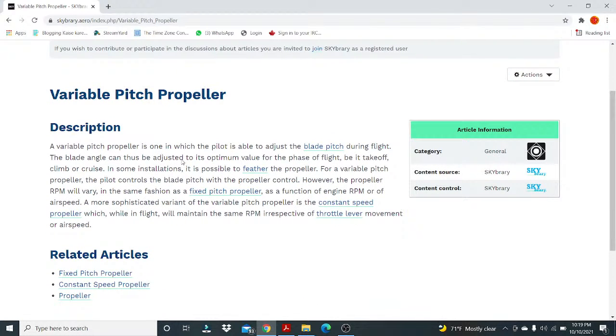A variable pitch propeller is one in which the pilot is able to adjust the blade pitch angle during the flight. The blade angle can thus be adjusted to its optimum value for the phase of flight, be it takeoff, climb, or cruise. In some installations, it is possible to feather the propeller.